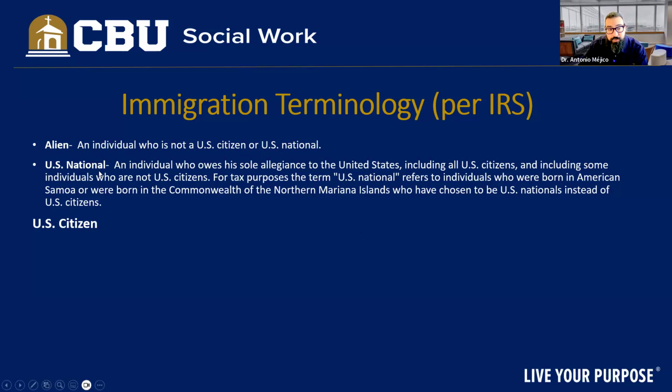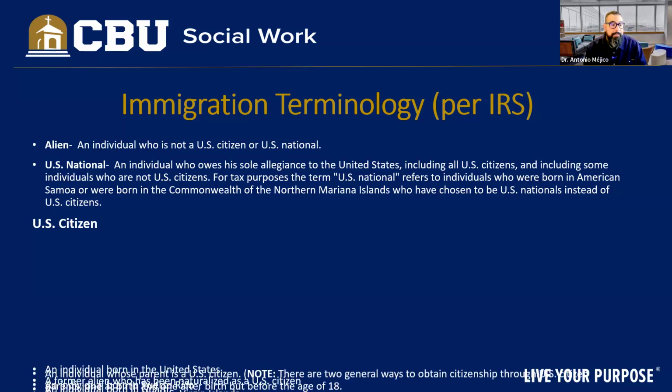A U.S. national, for example, is an individual who owes his sole allegiance to the U.S., including all U.S. citizens and including some individuals who are not U.S. citizens. So, for tax purposes, under the definition of the IRS, a U.S. national refers to individuals who were born in American Samoa or were born in the Commonwealth of the Northern Mariana Islands or who have chosen to be U.S. nationals instead of U.S. citizens, okay?